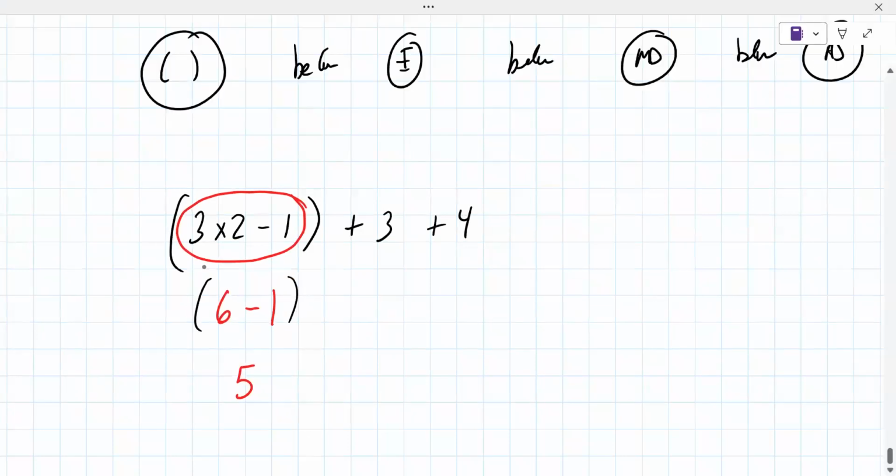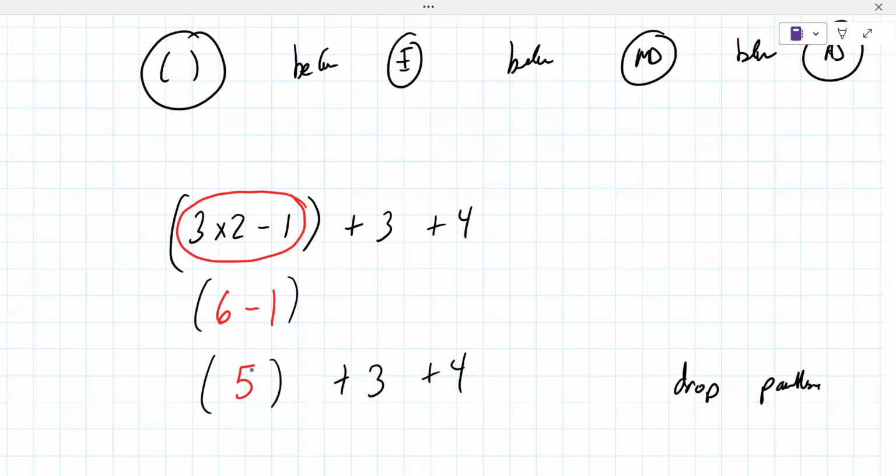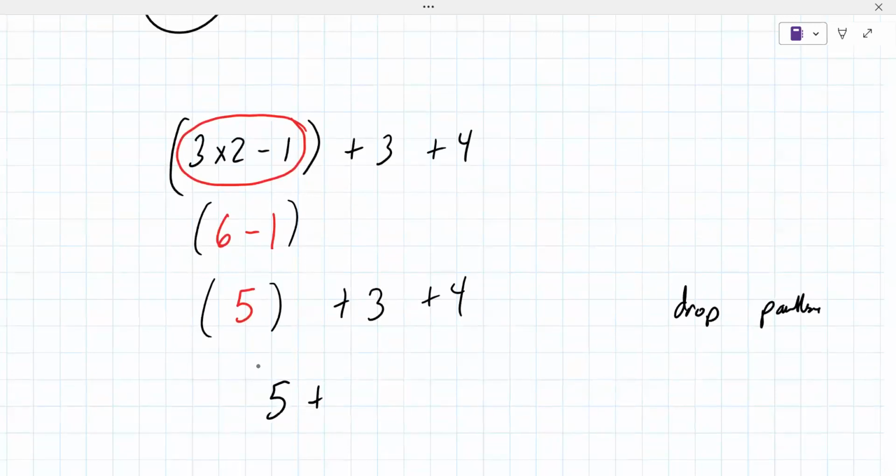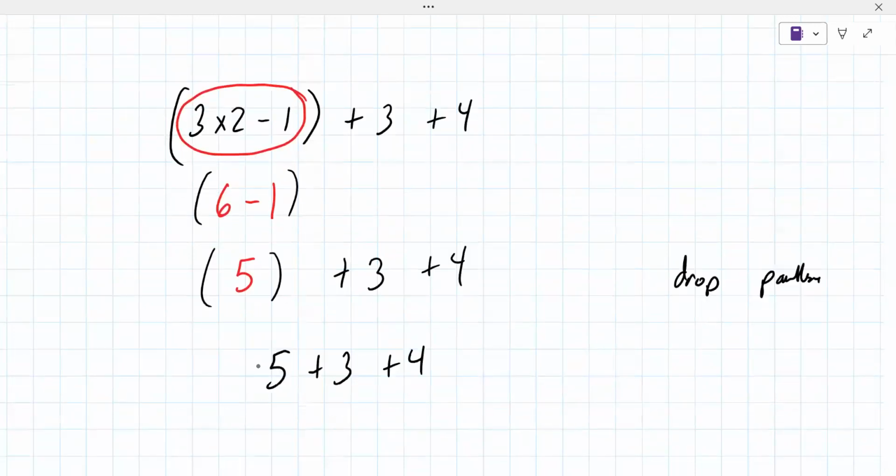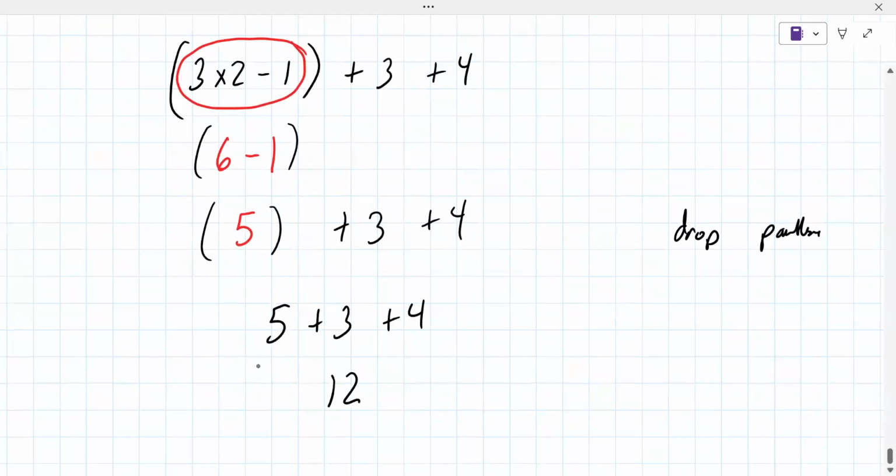But you really have these parentheses the whole way. So the question is, when can you drop parentheses? Well, you drop them whenever you are totally done inside there. Once you've done everything, there's no more math operations, you can then drop the parentheses. So at this point, you no longer need the parentheses. 5 plus 3 plus 4, which is 12.